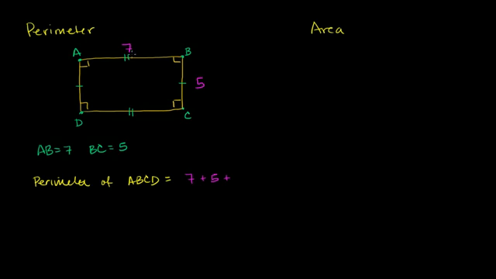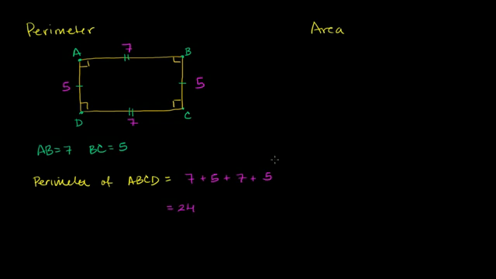DC is going to be the same length as AB, which is going to be 7 again. So plus 7. And then finally, DA, or AD, however you want to call it, is going to be the same length as BC, which is 5 again. So plus 5 again. So you have 7 plus 5 is 12, plus 7 plus 5 is 12 again. So you're going to have a perimeter of 24.